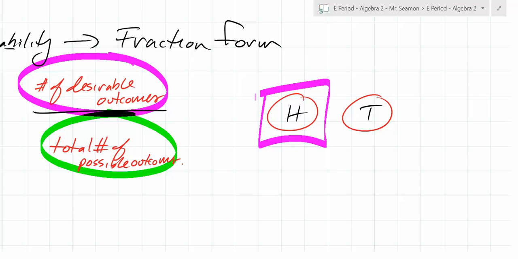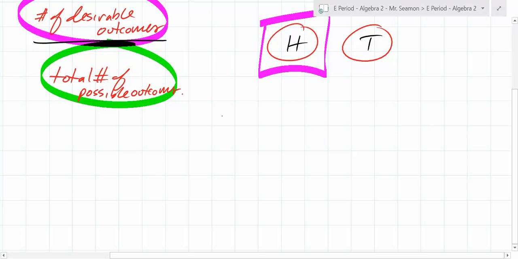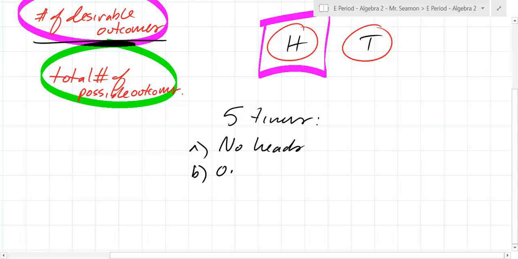So I asked you originally when we started this topic, what about when you flip a coin, what was it, 5 times? I asked you 3 things. When you flip it 5 times, I asked you, what was it, no heads was the first one, I think? No heads, 1 head, 2 heads. Right?